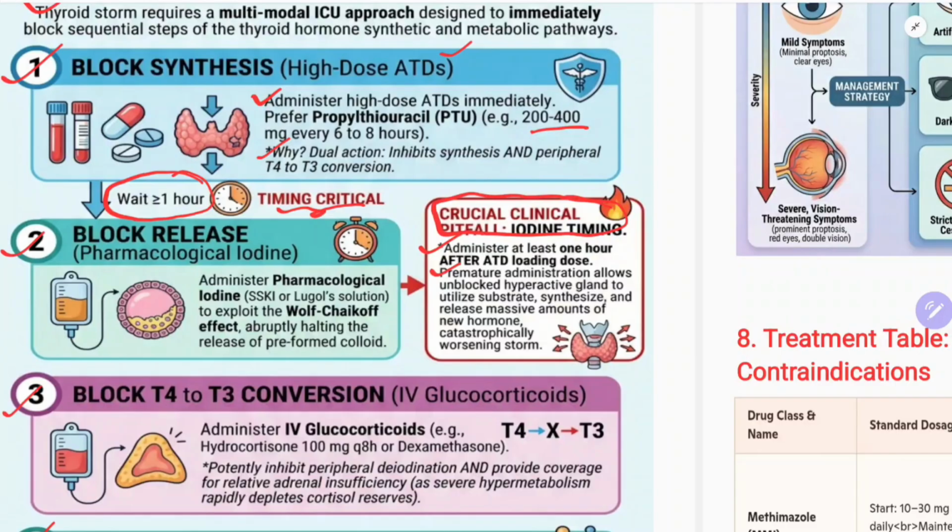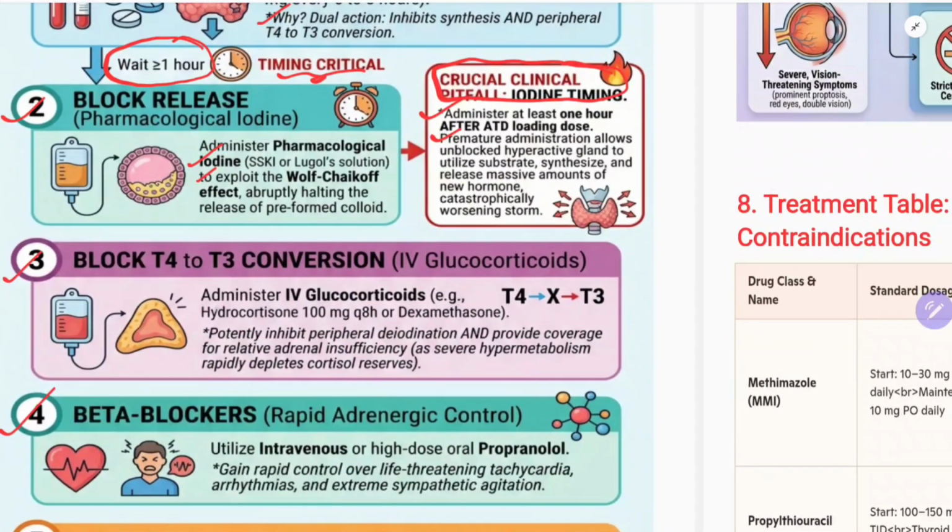this hyperactive gland has lost its Wolff-Chaikoff effect. So that's why you should give thionamides, and then you should give the iodine, either in the form of Lugol's iodine or potassium iodide. Then it will block the secretion. So at least a 1 hour gap should be there. Okay. Then you are blocking the release pharmacologically. So you are giving Lugol's solution or SSKI to exploit the Wolff-Chaikoff effect, abruptly halting the release of preformed hormone. Okay, that's one thing. Then block the T4 to T3 conversion.